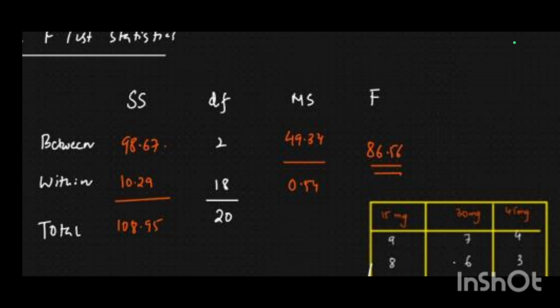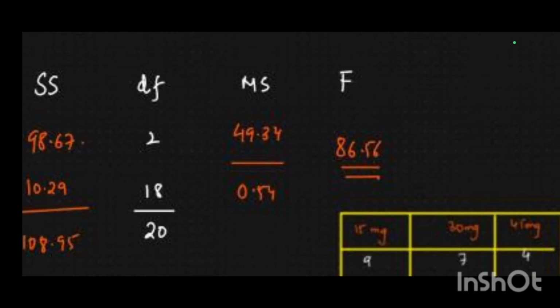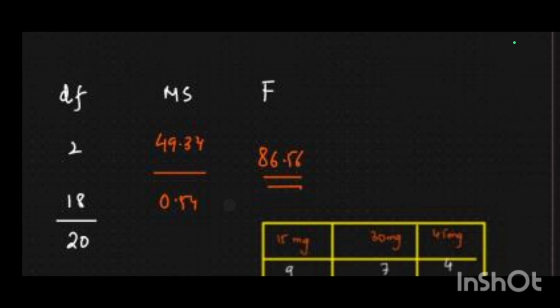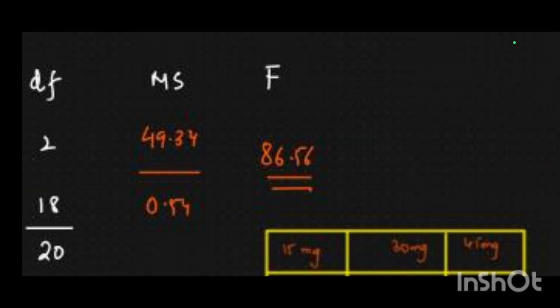So 98.67 divided by 2, we got 49.34, and 10.29 divided by the degrees of freedom, that is 18, you got 0.54. If you do the F calculated, 49.34 divided by 0.54, you will get 86.56. So this is how you got the F calculated.